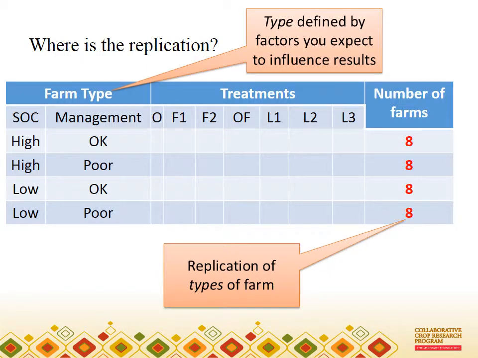Here, type is defined by the factors that we think will be important in determining results, and we replicate by having many farms of each type. So the design does contain replication. We've repeated comparisons of treatments on different farms of the same type.